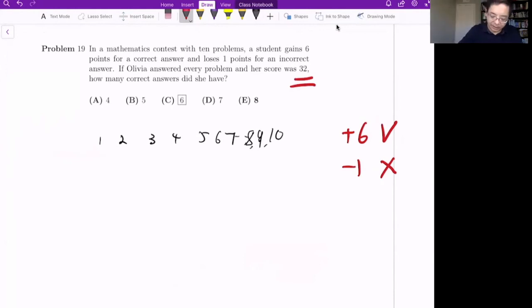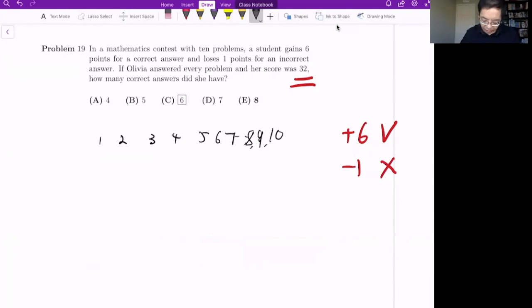Now this is basically a chicken and rabbit problem. For a chicken and rabbit problem, you know the total number of chickens and rabbits, and you know the total number of their feet, and then you try to figure out how many chickens or how many rabbits you have. Here you have correct answers and incorrect answers. A correct answer is worth 6 points, and for an incorrect one, you lose 1 point.